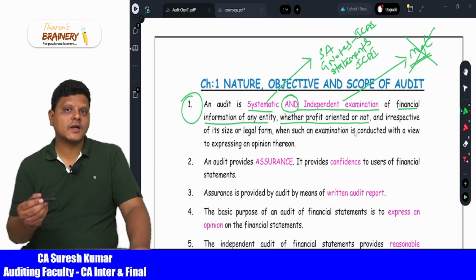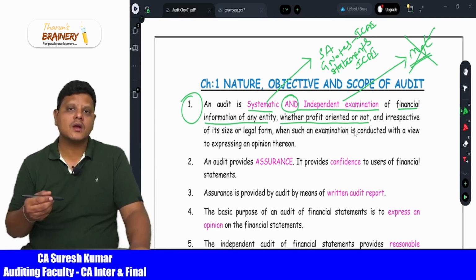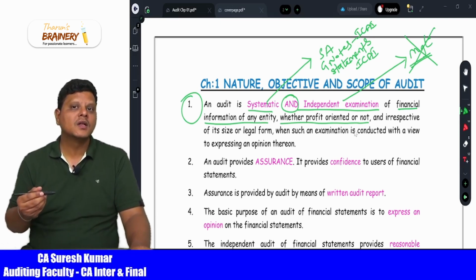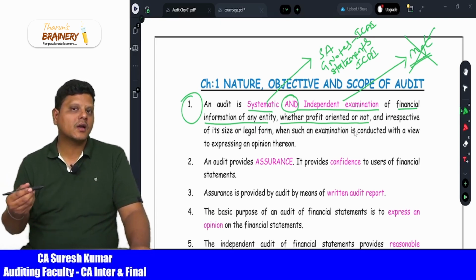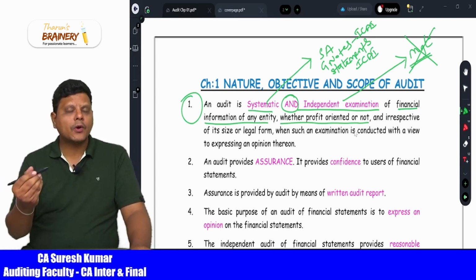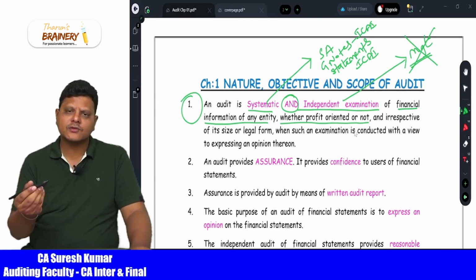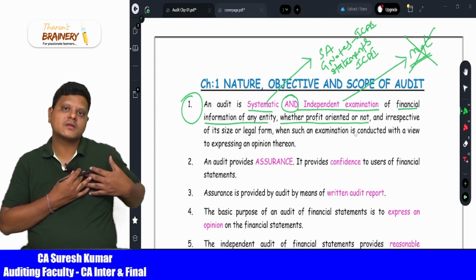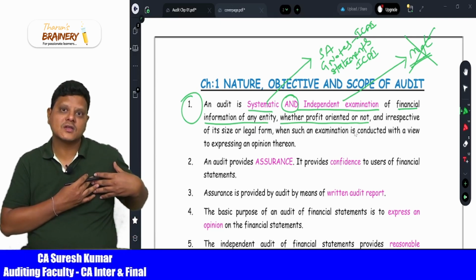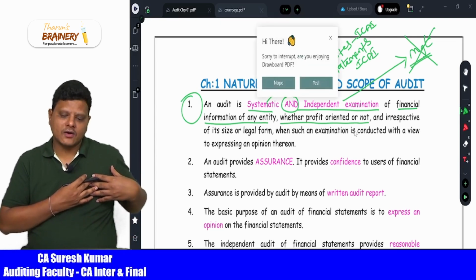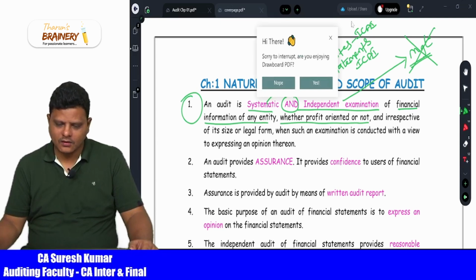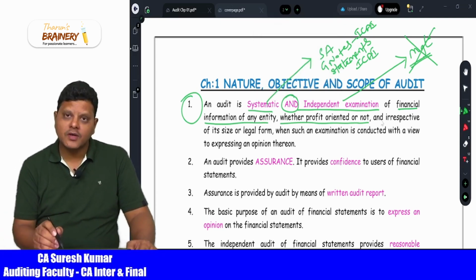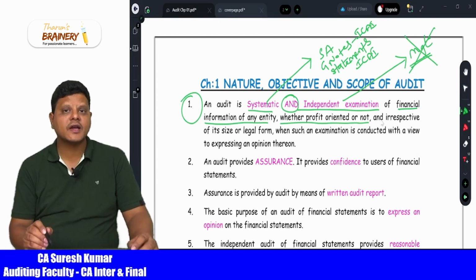How should the auditor examine? Independently. What is the meaning of independently? Without depending upon any person. It should not be management. I should not depend upon the employees, the third party, or appointing authorities. I should depend upon my own mindset and my own office. I can depend upon my staff. That's all.